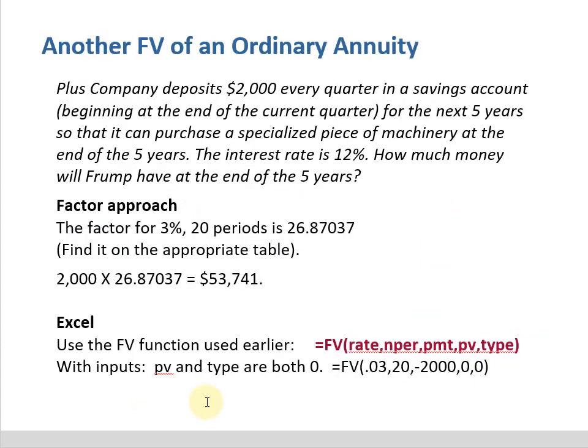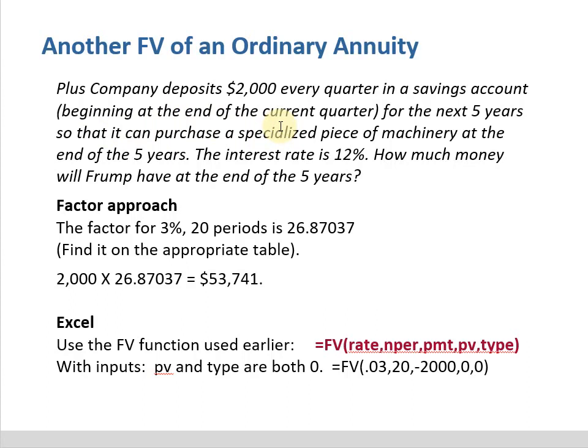Let's take a look at another example here. We have Plus Company. They're depositing $2,000 every quarter into a savings account. The first deposit is at the end of the current quarter, so this is an ordinary annuity situation. They do that for 5 years.